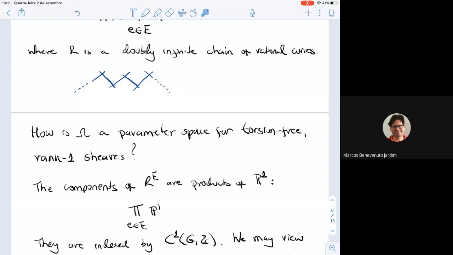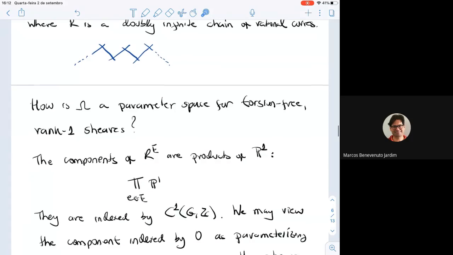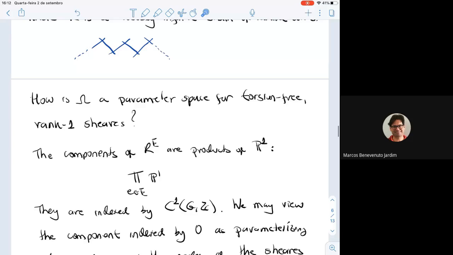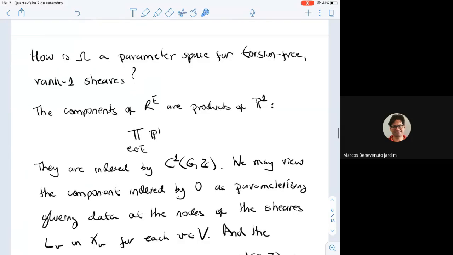Okay. So R of E is a union of infinitely many components, and they're all the same, but they're indexed by this C1 of GZ. And the idea is that we may view the component indexed by 0, the zero cochain, as parameterizing gluing data at the nodes of the sheaves that I'm giving on every component. In fact, they're gluing data only if you avoid 0 and infinity, of course, if you are in GM, the multiplicative group. But you can also do some degenerate gluing if you look at 0 and infinity. Then you get the torsion-free sheaves.